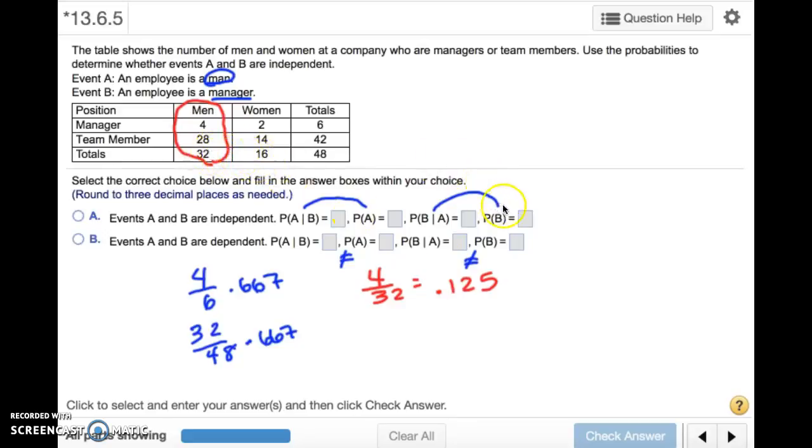And then I need to look at the probability of B, which is a manager, out of the total. And that's 6 out of 48. And when I divide 6 by 48, I also get 0.125. Since these two are equal, and these two are equal to each other, that means the events are independent, and I would just type in those decimals, and that would be the answer to that question. So let's look at one more.